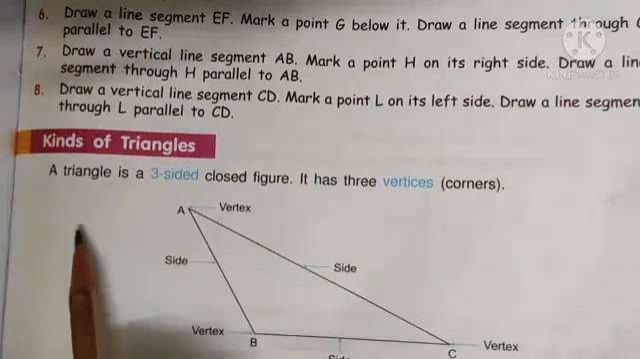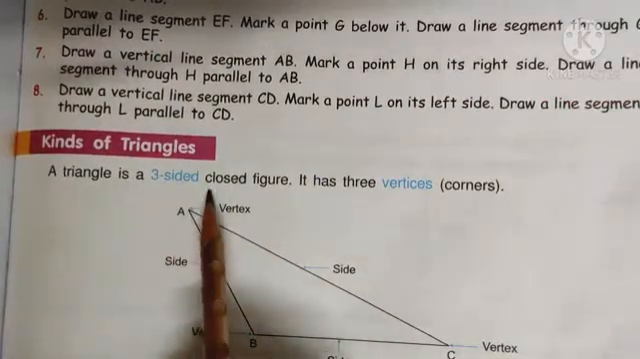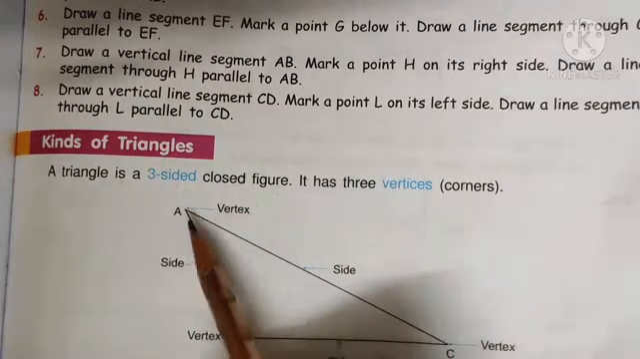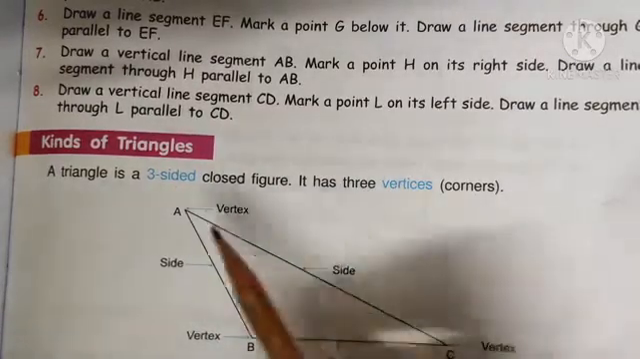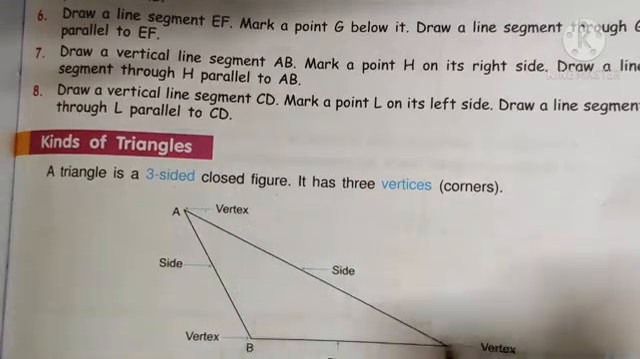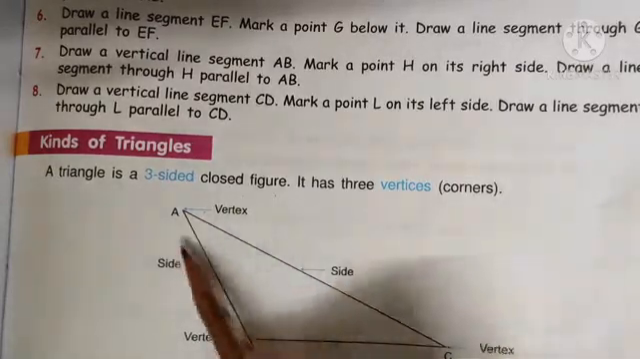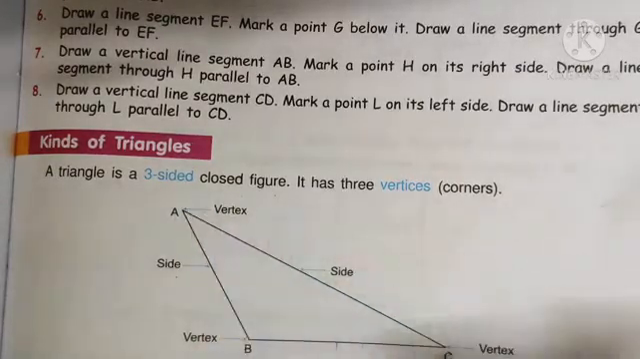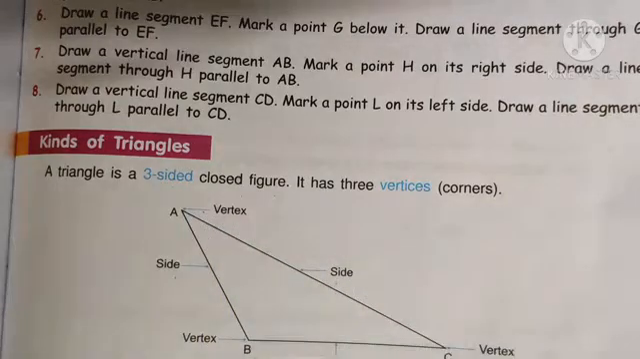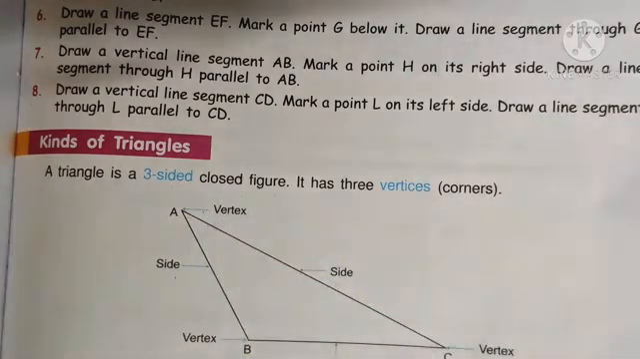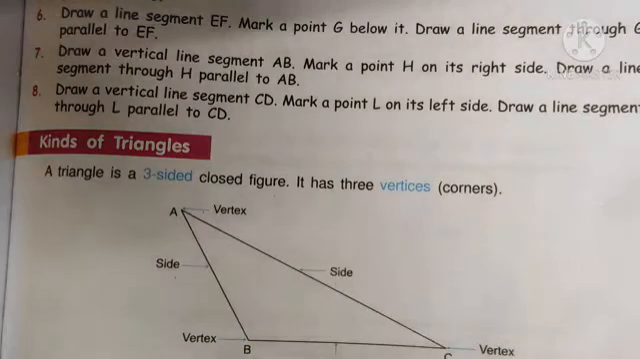First, let us know what is a triangle. A triangle is a three-sided closed figure and it has three vertices, that is corners, A, B and C. These are the vertices and these are the sides, AB, BC and AC. And the sum of all the angles of a triangle is equal to 180 degrees. So now, let us know what is an equilateral triangle, then scalene triangle and isosceles triangle.